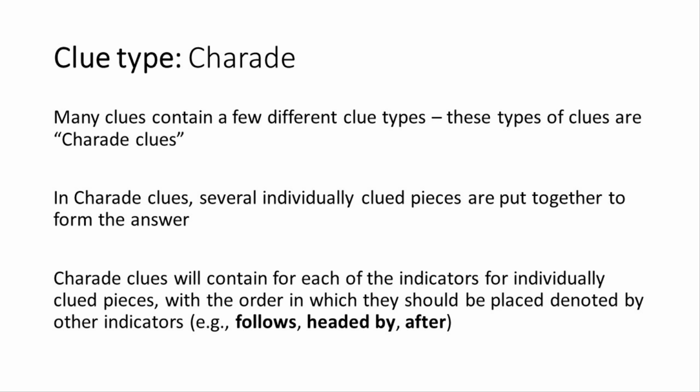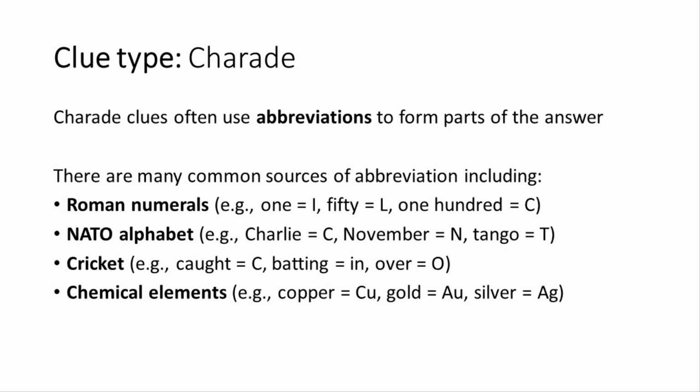There isn't usually an indicator for a charade clue as a whole per se, but you might get indicators telling you the order in which you should place different components, for example follows, headed by, after. Charade clues often use abbreviations to form parts of the answer. There's loads and loads of sources of abbreviation, more than I could put here, and it would take many pages to include even just a fraction of them. But I've given a few examples of types of abbreviation here below.